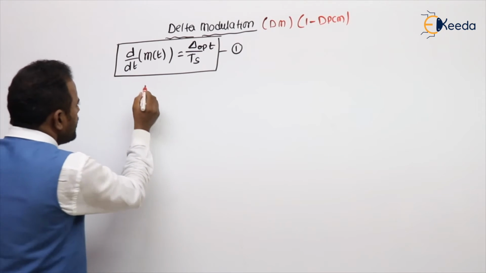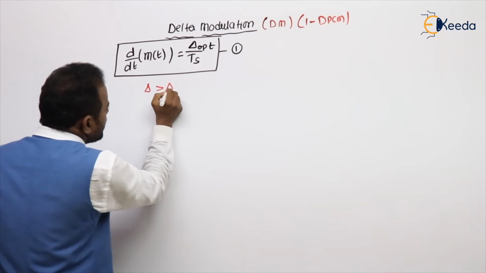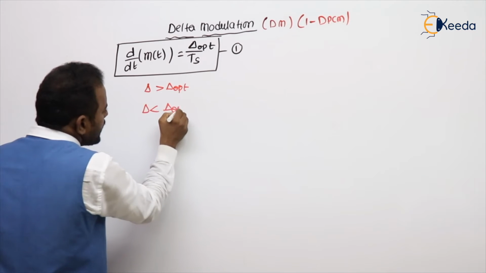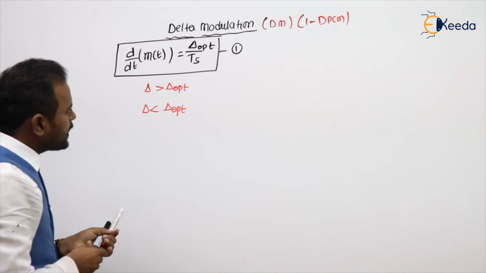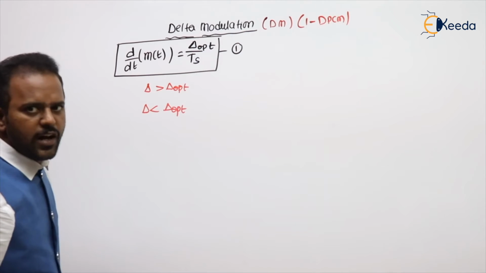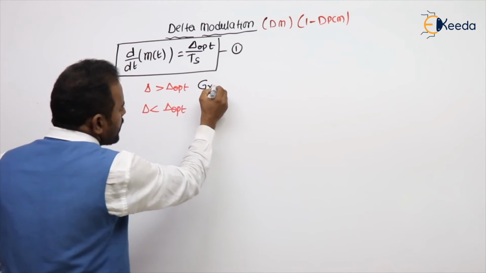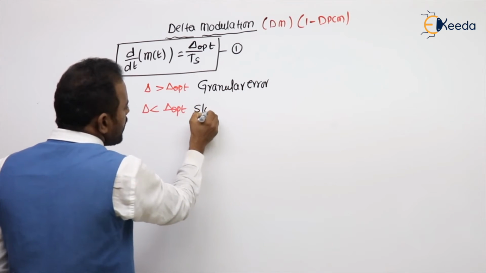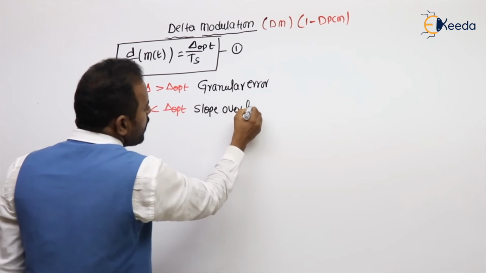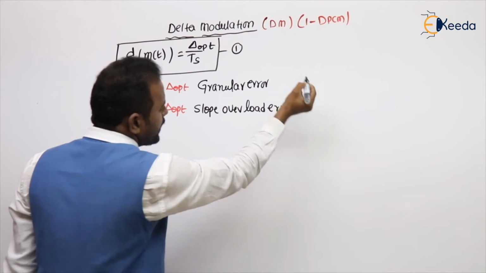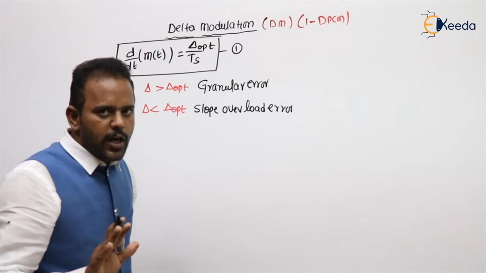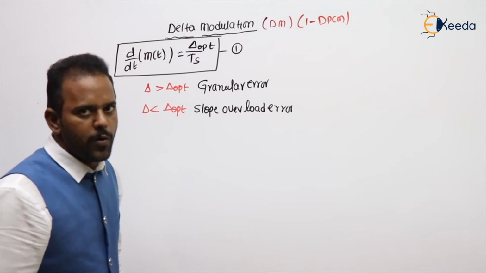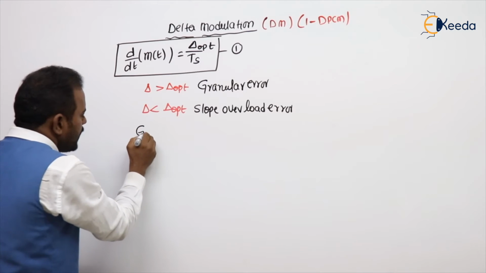Now follow. Sometimes the chosen value of delta may be greater than optimum, or maybe less than optimum. Greater than optimum means you will get error, less than also will get error. This is called granular error. This is called slope overload error. Very, very, very important. The questions in delta modulation will come from granular error or from slope overload error. First put the heading granular error.